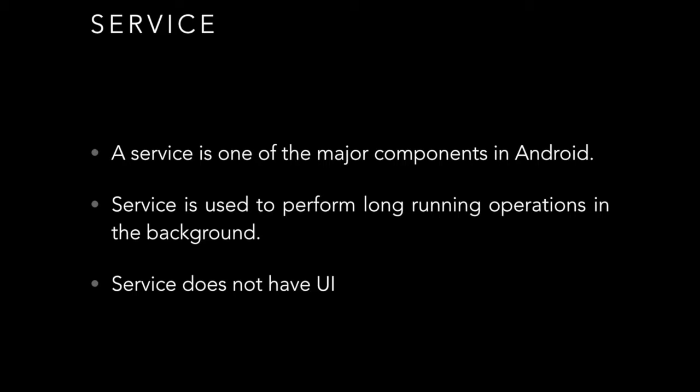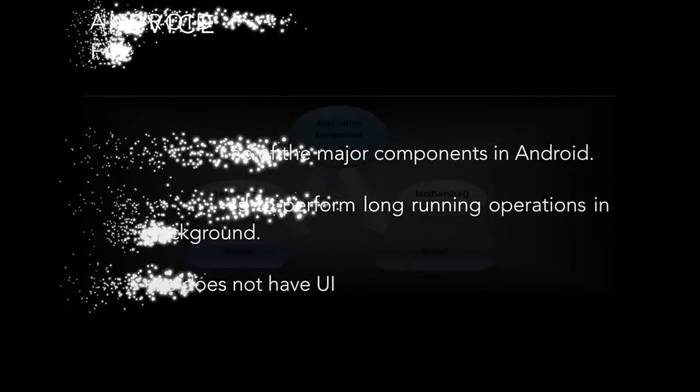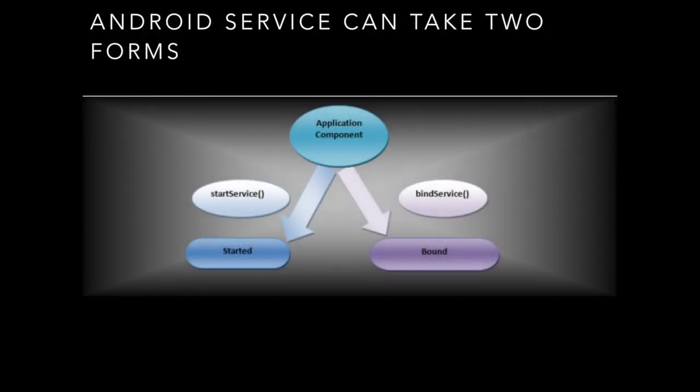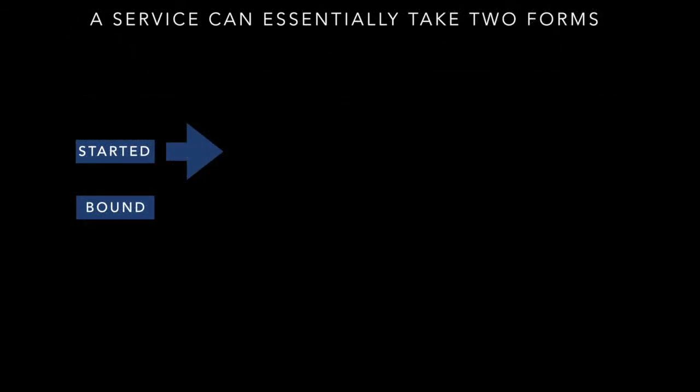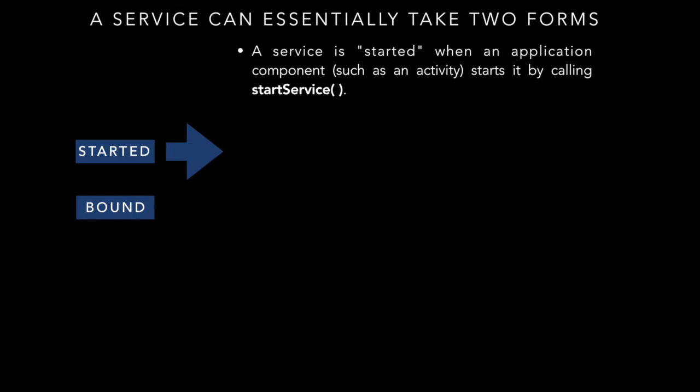So what is the basic difference between a normal activity and a service? The activity runs in the foreground, but normally the service will be running in the background. For example, a download operation. This service doesn't have any user interface component, and the service can come in two forms. One is called started and another one is called bound. So we'll see in the further slides. So what is started and what is bound?